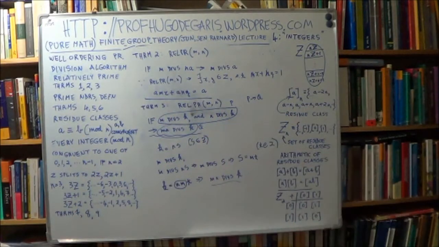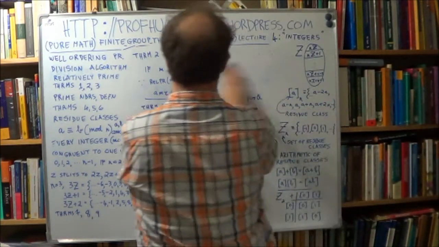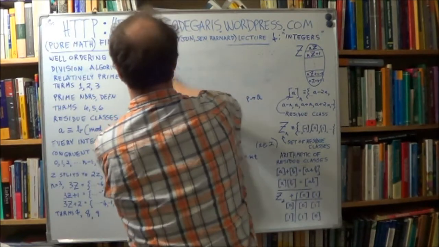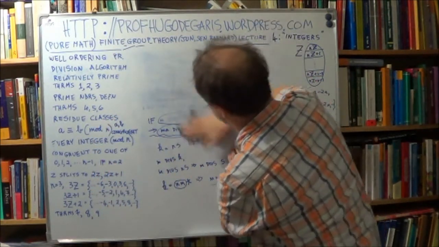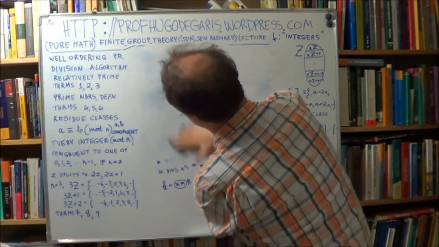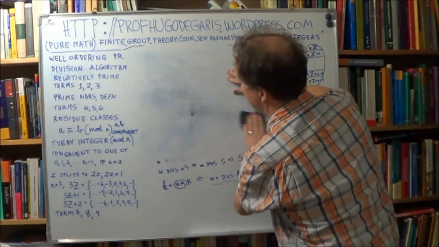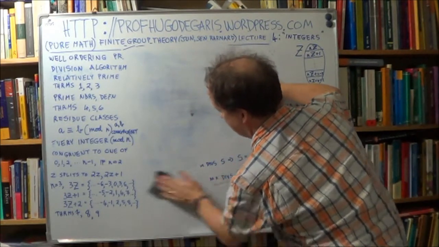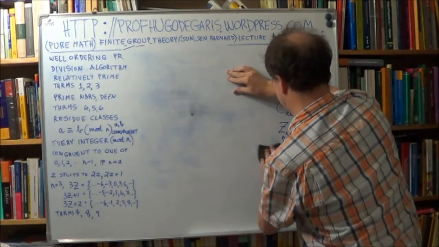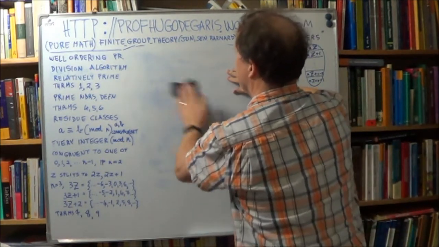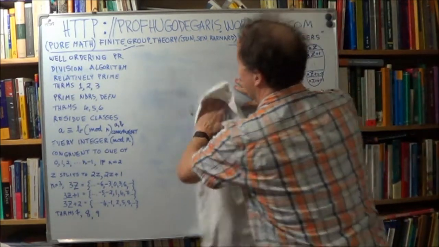A bit of space as usual. Now, we're going to use the relatively prime theorems for theorem number 4. So before I finish cleaning this, I'll write it up.